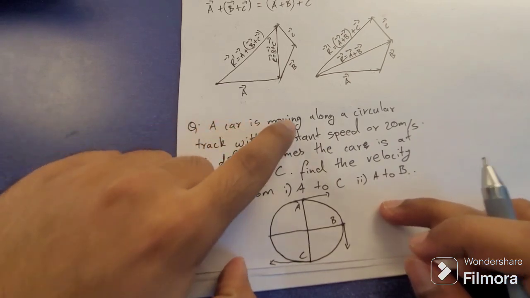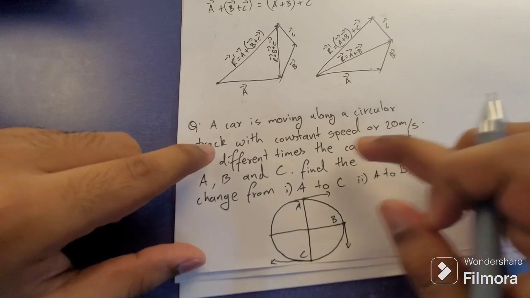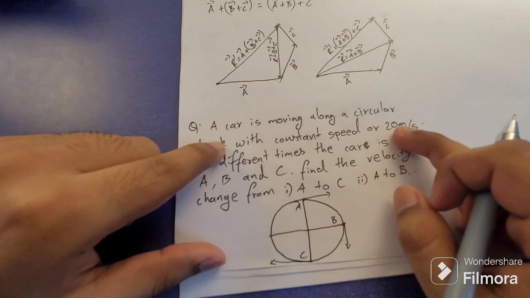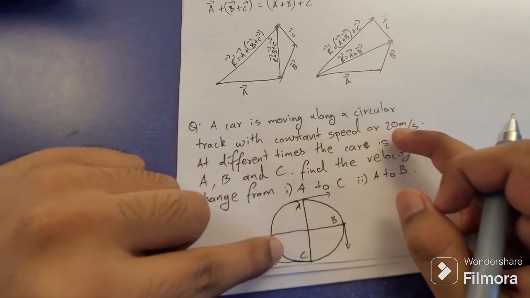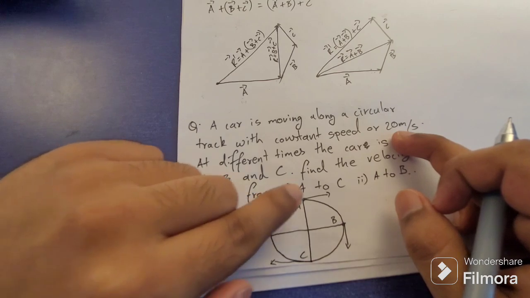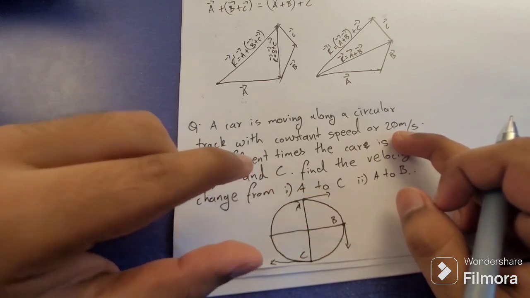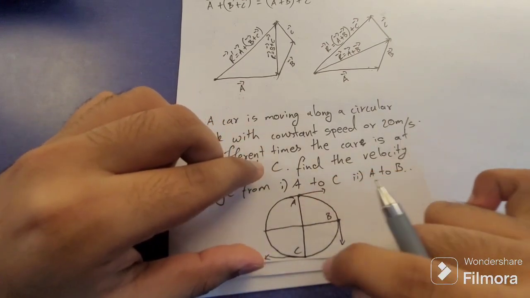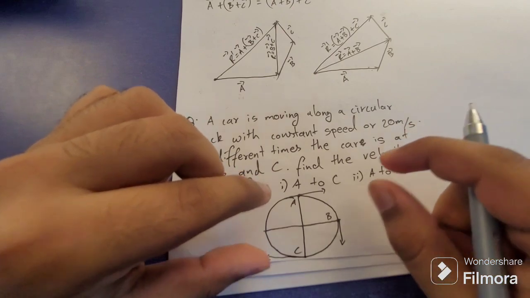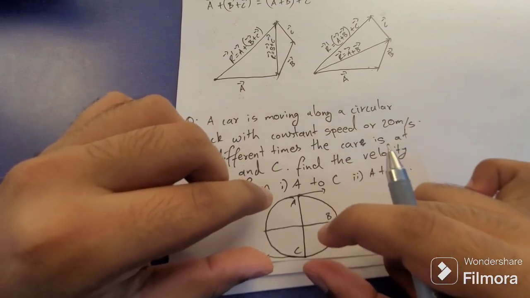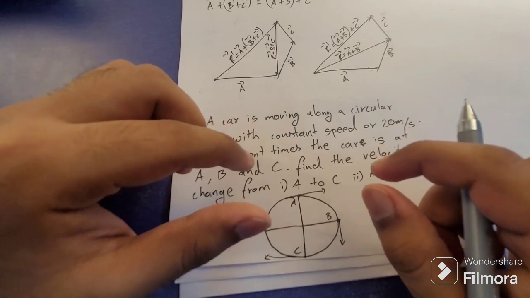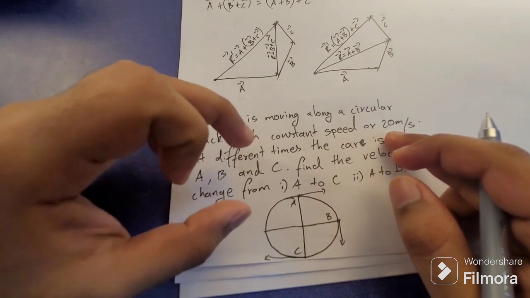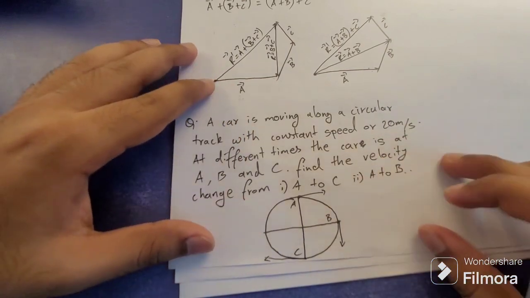A car is moving along a circular track with constant speed of 20 meters per second. So it has a constant speed, but remember it is moving along a circular track. So no matter if the speed is constant, its velocity will be changing at each and every point, as velocity also depends upon direction. And the direction of the car, if it's moving along a circular track, will be changing at each and every point. So hence the velocity will be changing at each and every point, but the magnitude of velocity will remain the same, which is nothing but the speed of the car, which is 20 meters per second. But the overall velocity will be changing at each and every point.